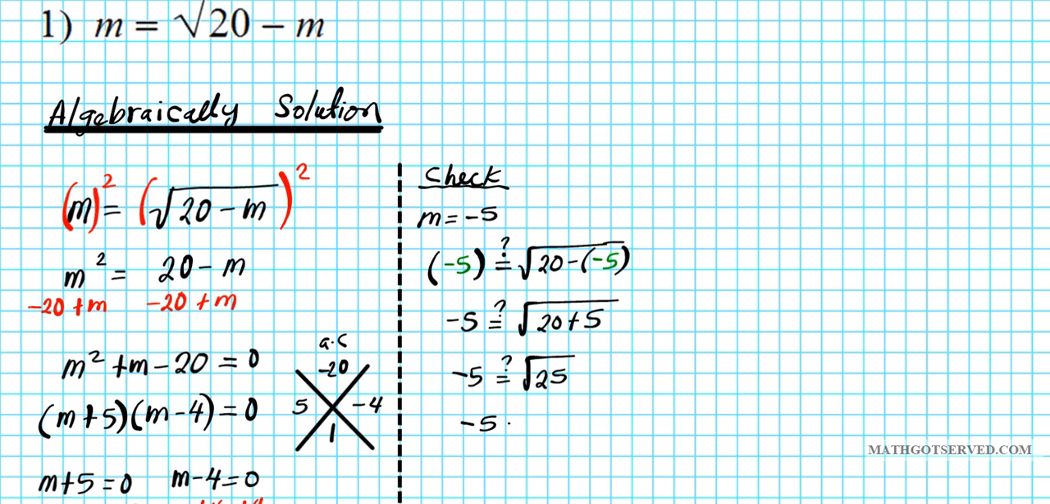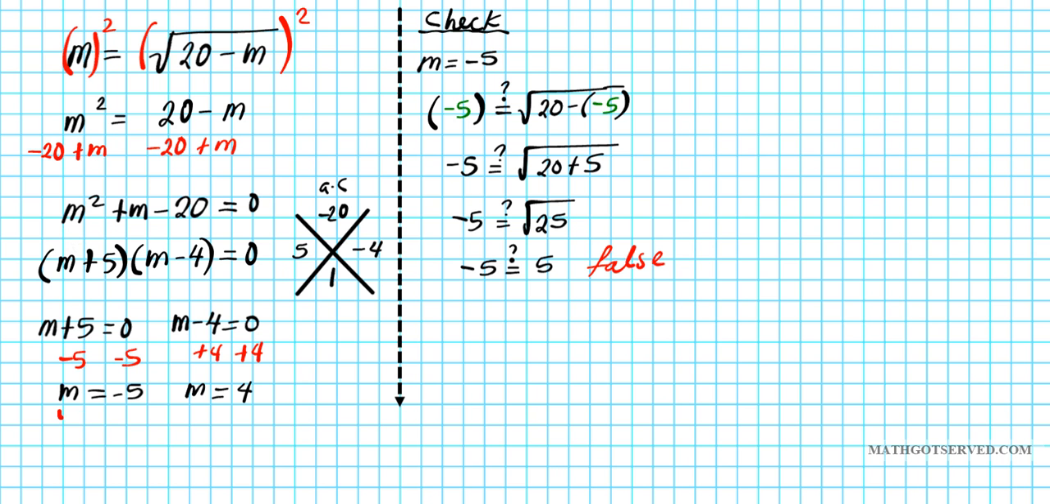Is negative 5 equal to the square root of 25, which is 5? Is that true? The answer is false. So that tells us that negative 5, this solution, is extraneous. It doesn't satisfy the equation. Does that automatically mean that the second solution satisfies the equation? The answer is no. You must check both answers.